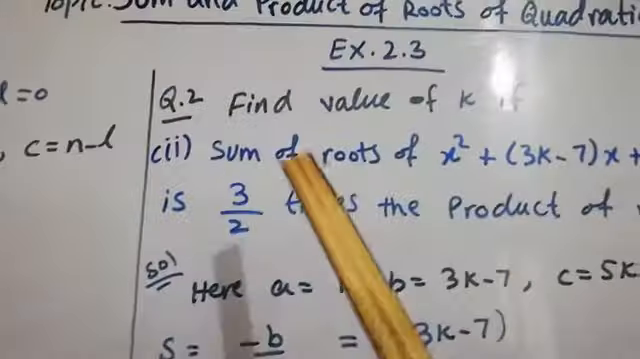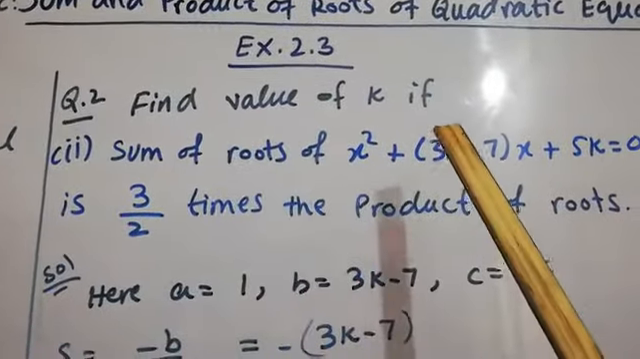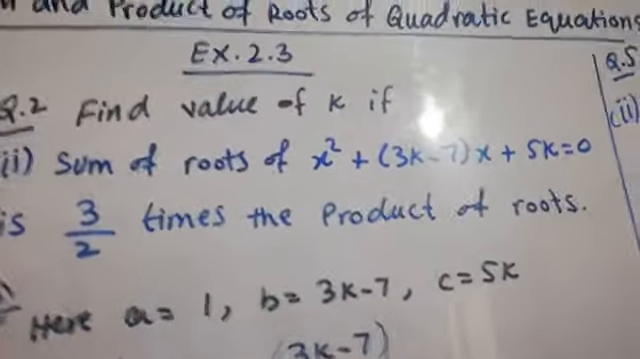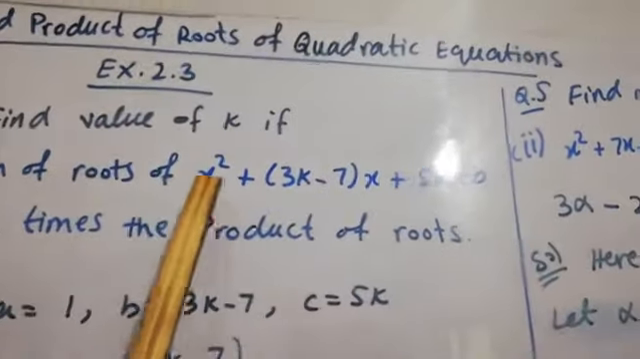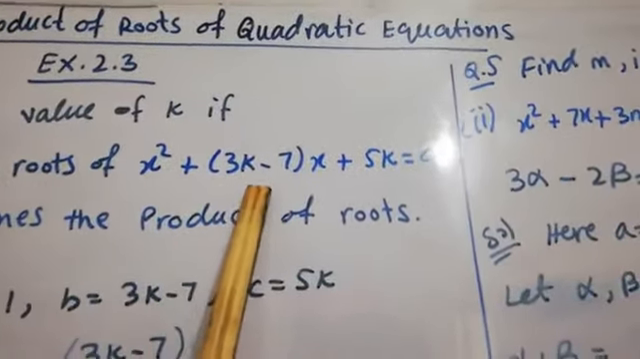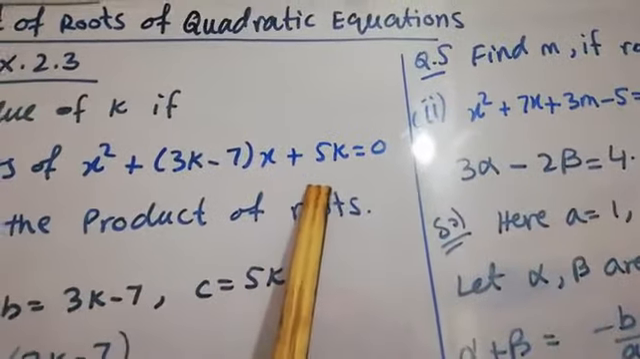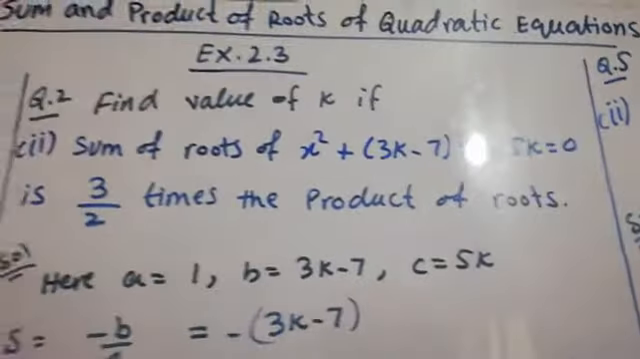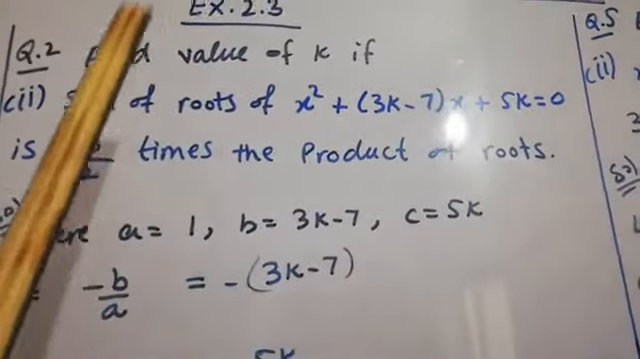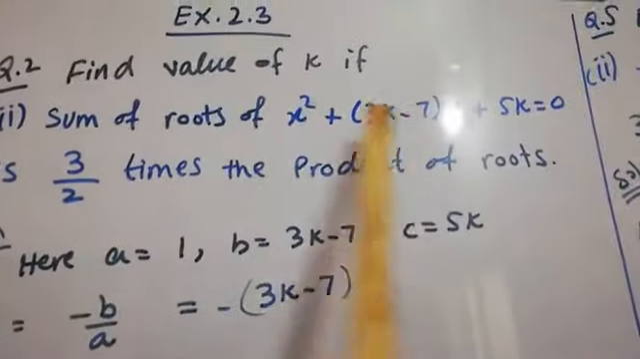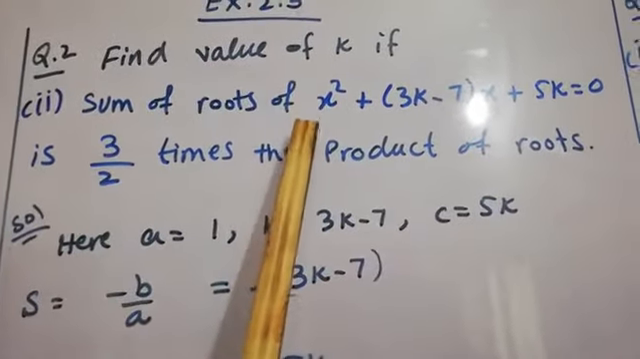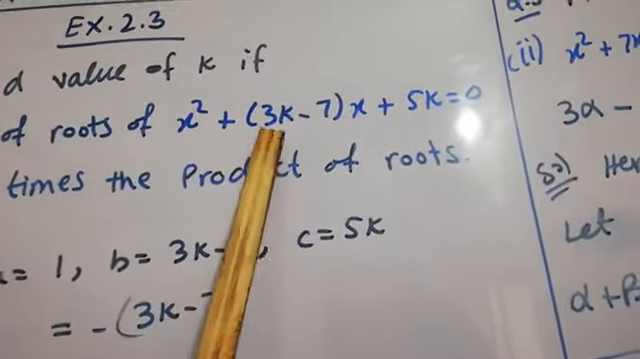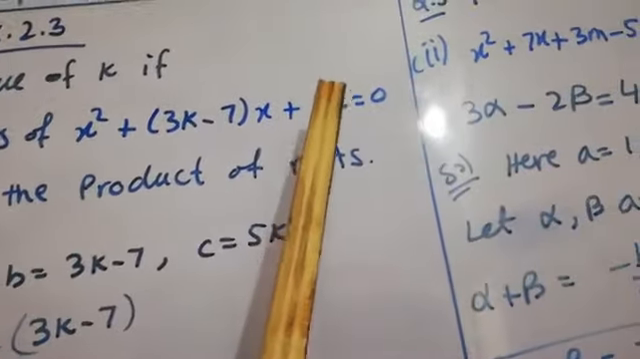Now question number 2: find the value of k if the sum of roots of the equation x square plus (3k minus 7)x plus 5k equals 0 is 3 by 2 times the product of roots. So my dear students, first of all, we will find the sum and the product of roots of that equation. For this, we will write the value of a, which equals 1, the value of b, which equals 3k minus 7, and the value of c equals 5k.